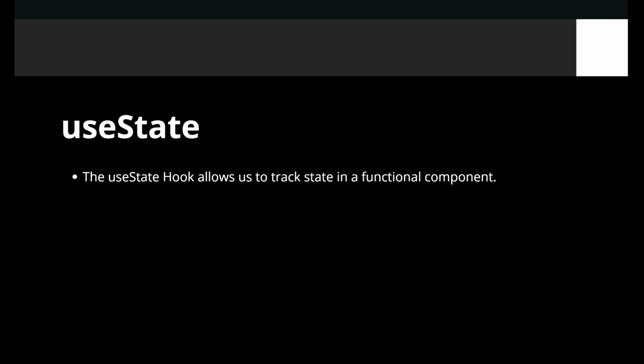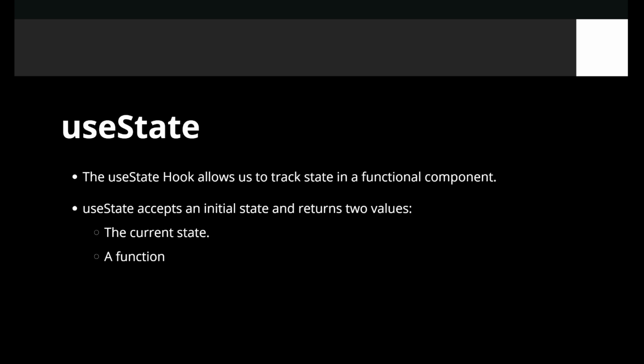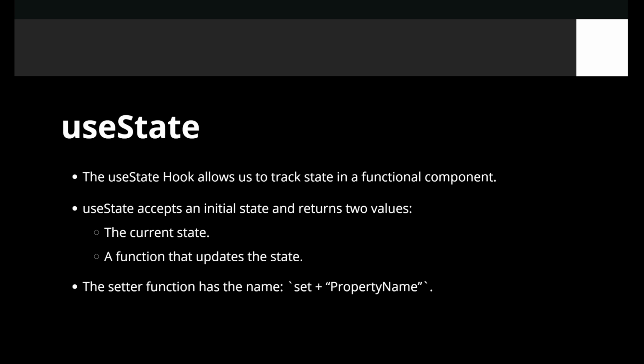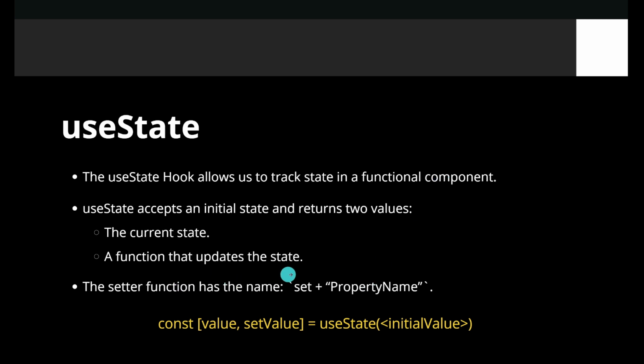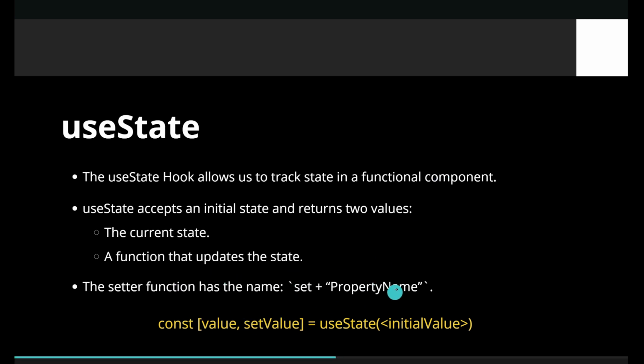So useState allows us to track the state in a functional component. It accepts an initial state and then it returns two values, the current state and the function that updates the state. The setter function has a naming convention. It starts with set, and then the property name in camel case. So suppose the property name is value, then the setter function will have the name setValue.